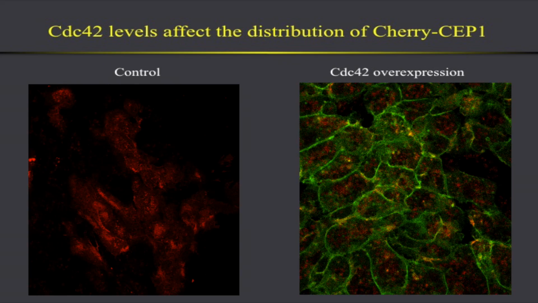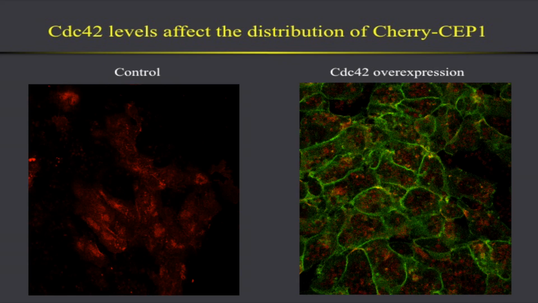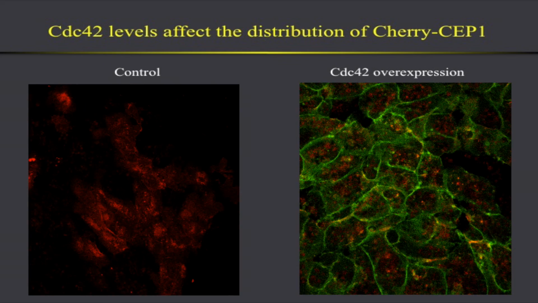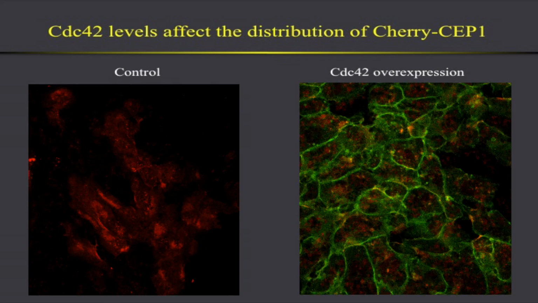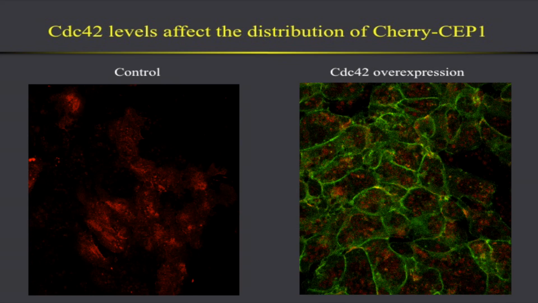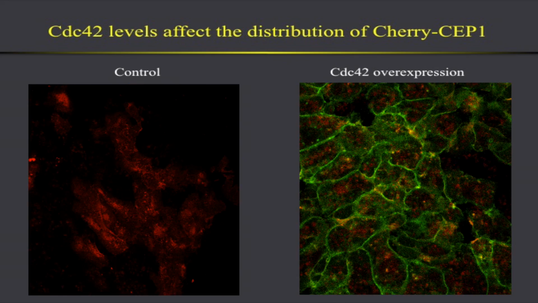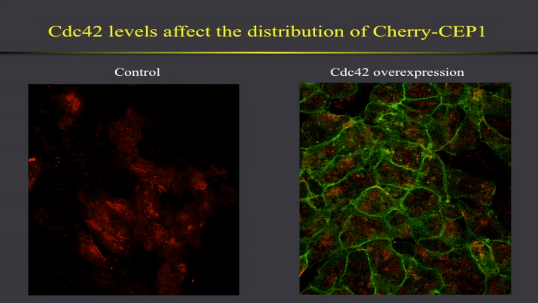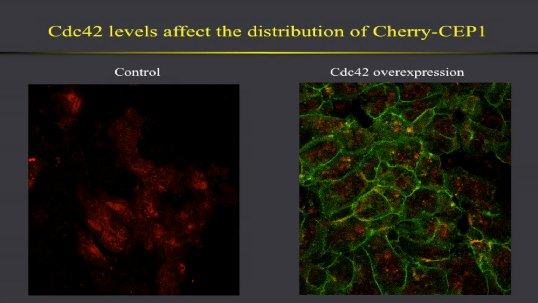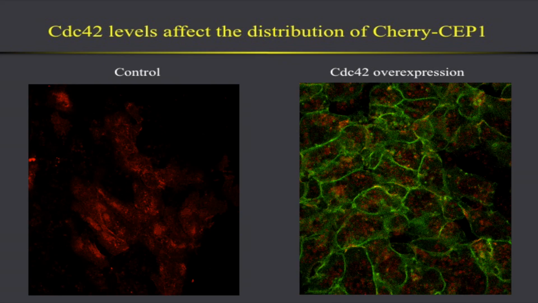You can see that in controls, CEP1 is expressed in the cytoplasm and also at the base of the membrane protrusions and occasionally in the cell membranes. But then when Cdc42 is overexpressed, CEP1 is recruited to the cell membrane. So you can see by the yellow color that there's more CEP1 expressed now in the cell membrane.